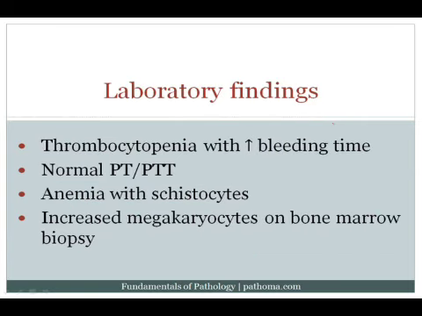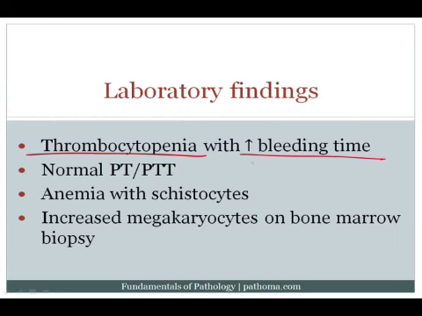The laboratory findings are very straightforward if you understand the disorders. Basically, these patients are going to have thrombocytopenia, a decrease in platelets. Again, they're using them in the formation of the microthrombi. There's going to be an increased bleeding time because they don't have good numbers of platelets, and so rather than being the normal 2 to 7 minutes, the bleeding time might be 10 or 15 minutes, for example.